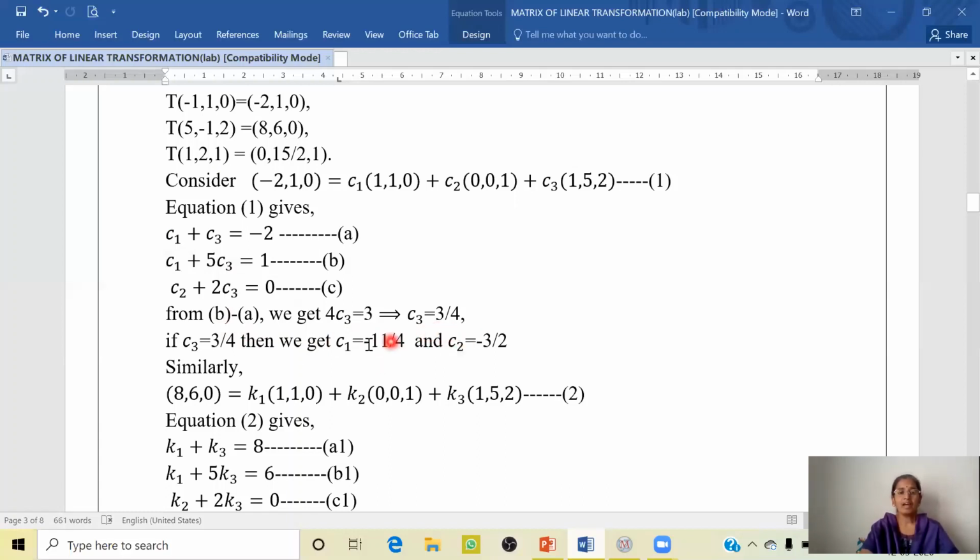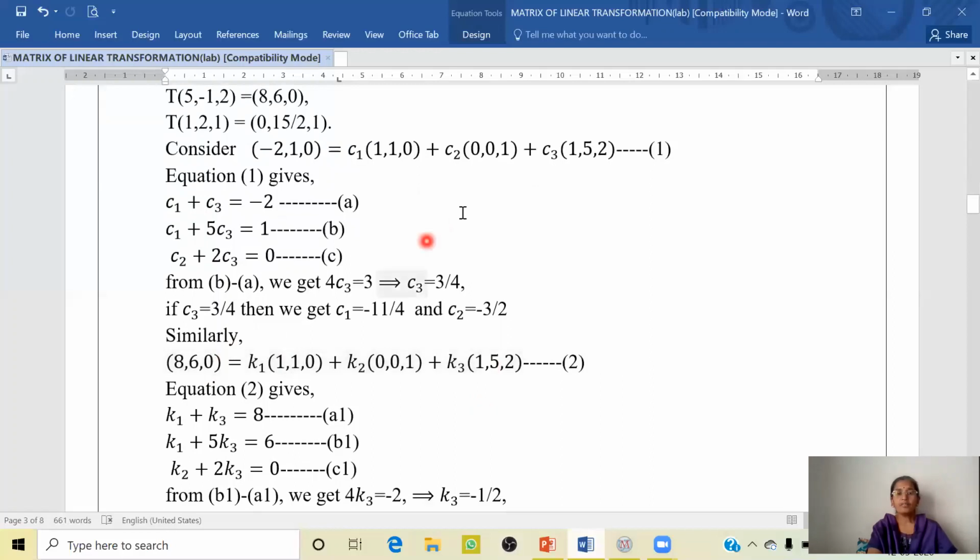Now, when we take the C3 value and substitute it in the equations containing C1 and C2, we get C1 is equal to minus 11 by 4 and C2 is equal to minus 3 by 2. Similarly, let us take the second image, that is 8, 6, 0, and express that also as a linear combination of the basis elements belonging to B2. The right hand side of expression 1 and expression 2 are one and the same. The only thing is, we have replaced C1, C2, C3 by K1, K2, K3.